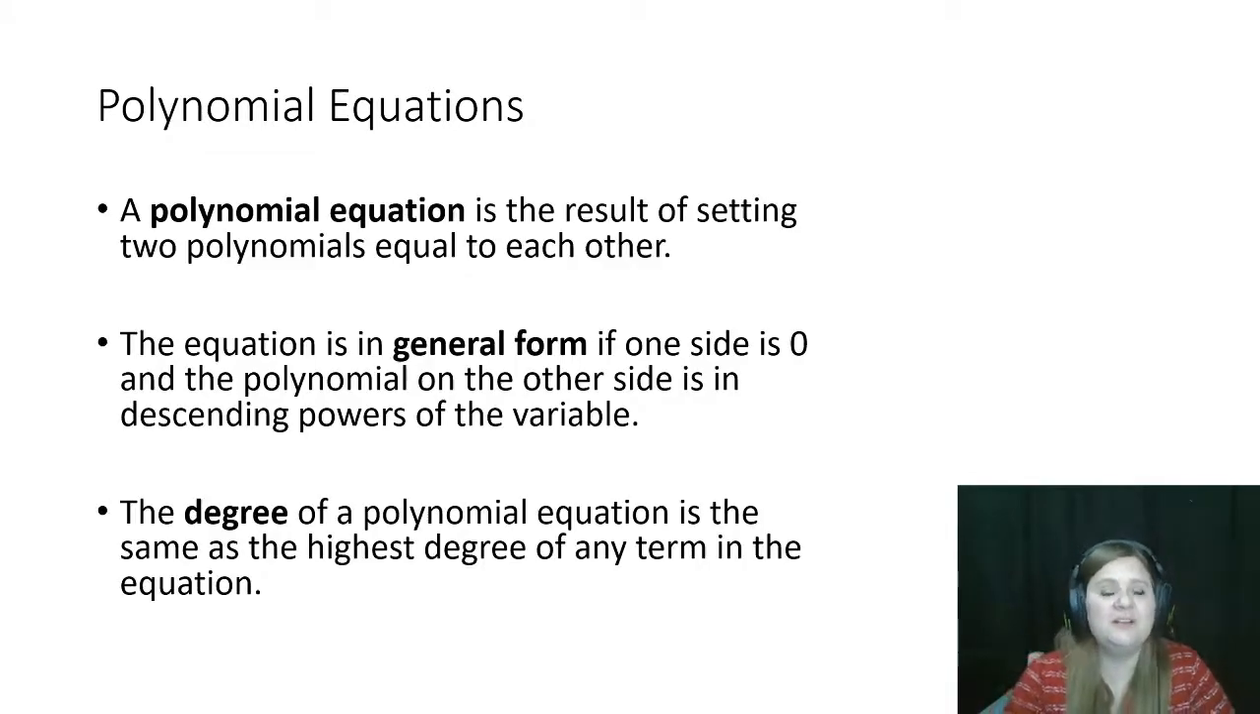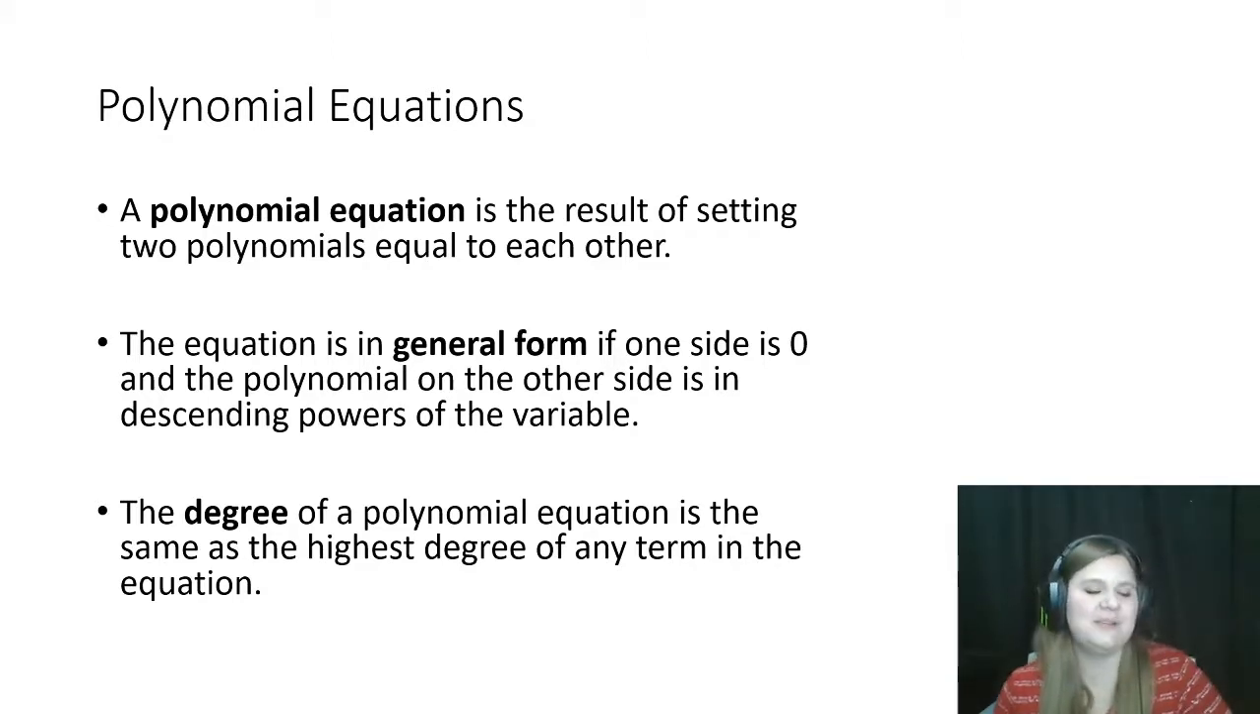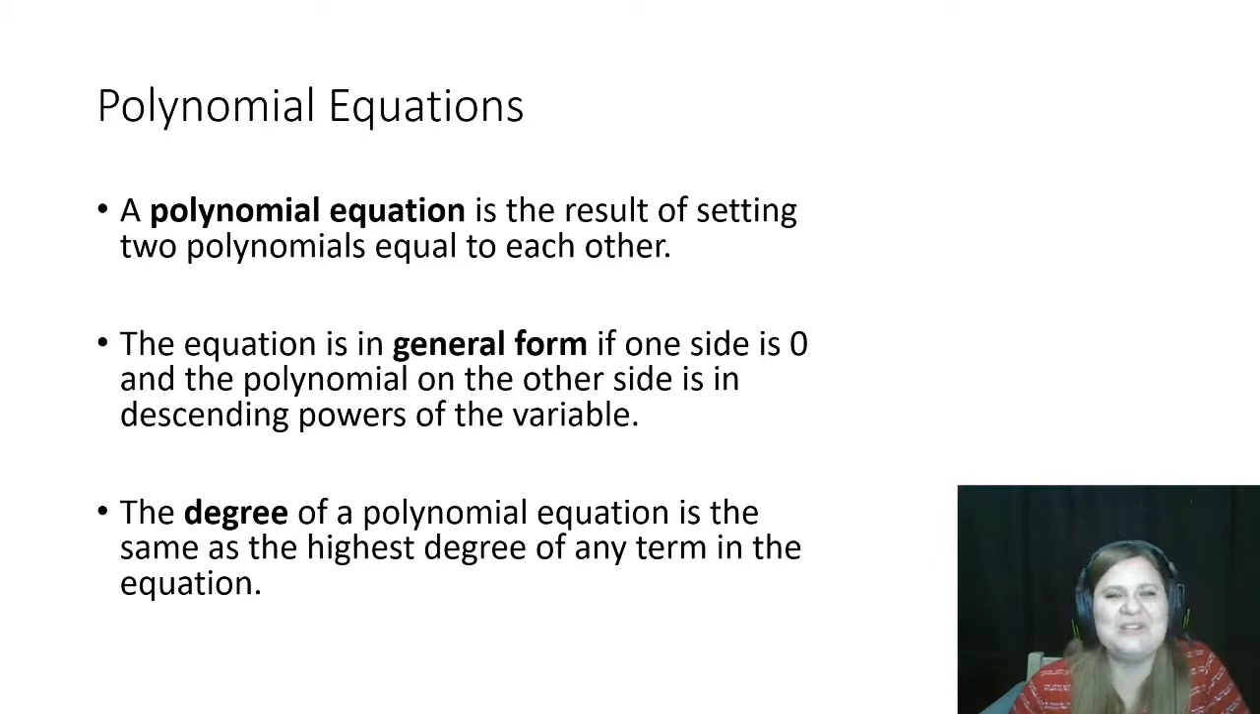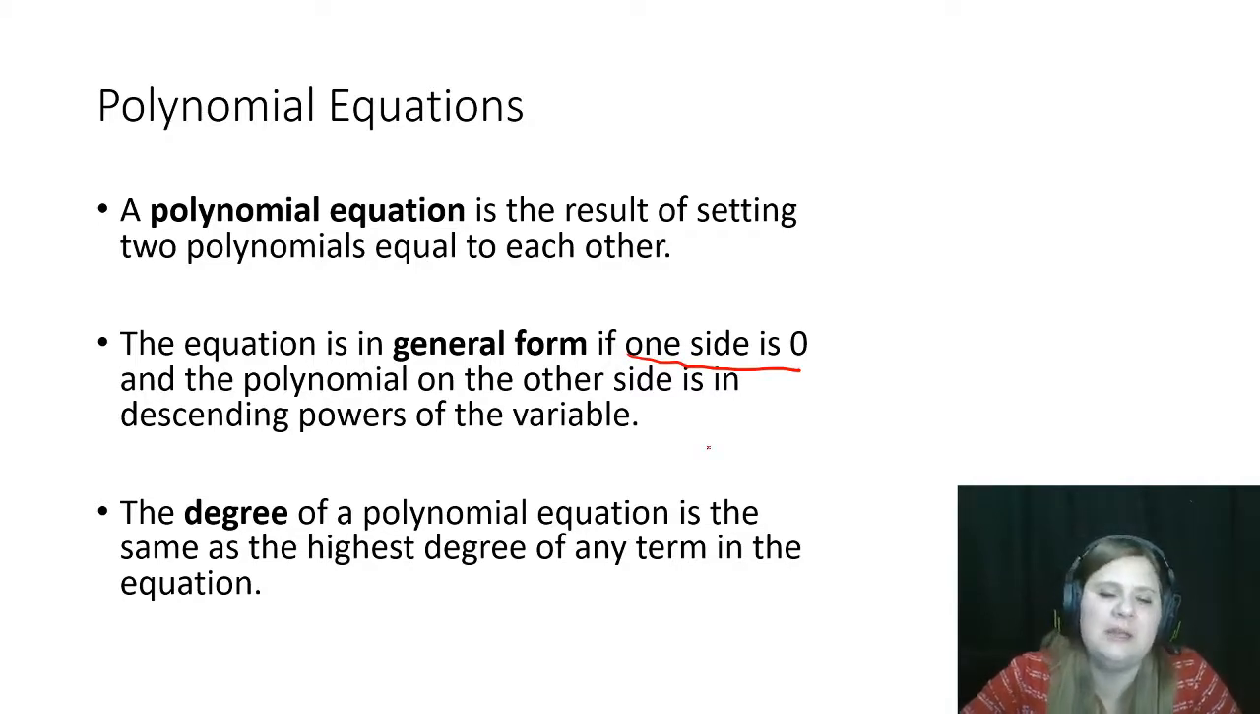First of all, polynomial equations. A polynomial equation is the result of setting two polynomials equal to each other. So it's an equation with polynomials. Seems good enough, all right? So the general form is where one side is 0 and the polynomial on the other side is in descending powers. So you start with the biggest exponent and you work your way down until you have the constant at the end. And again, the other side has to equal 0 to be in the general form.